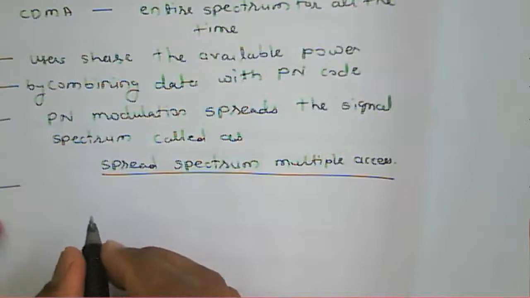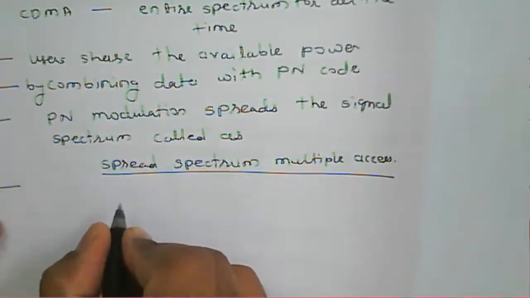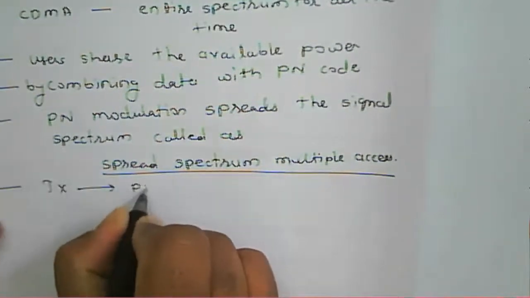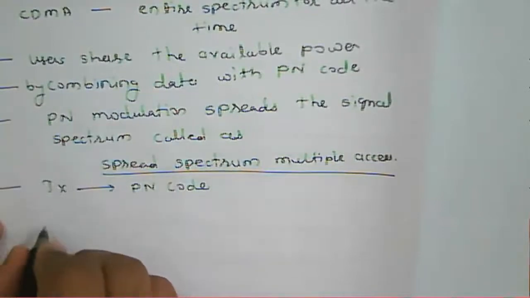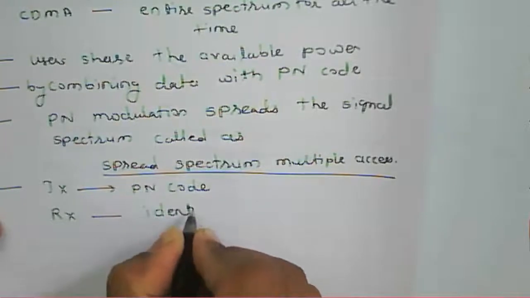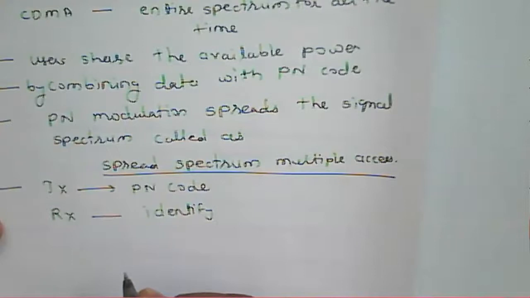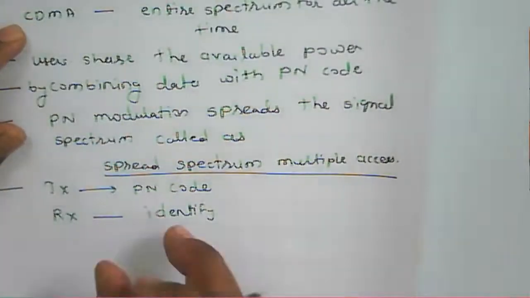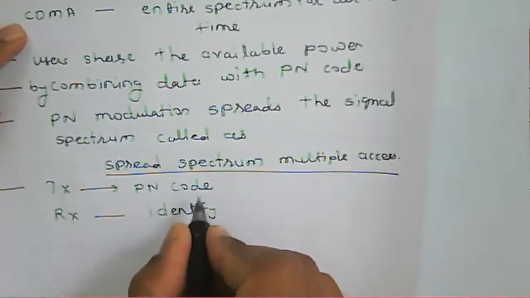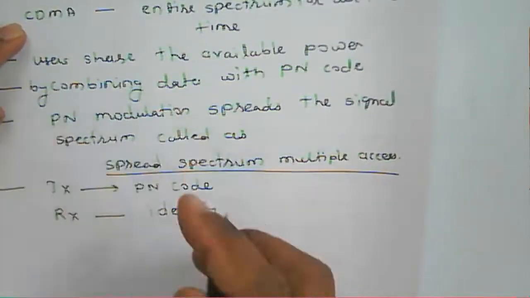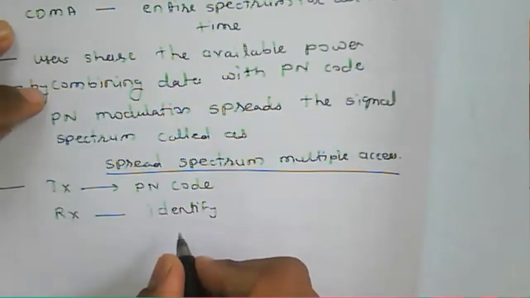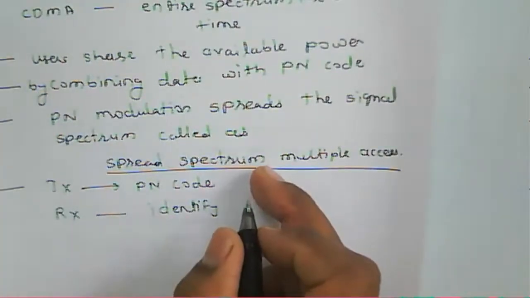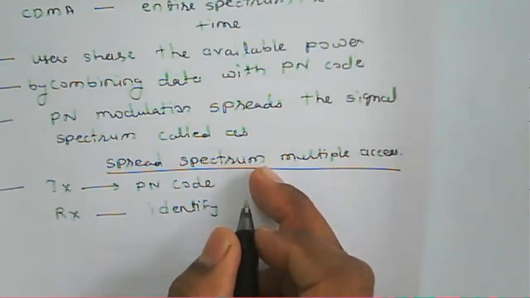So in this technique, every transmitter has some PN code, and that PN code serves as the address of the transmitter. At the receiver, we identify a carrier by detecting the particular PN code corresponding to that carrier. The transmitter transmits the PN code along with the data, and then the receiver will detect that PN code.